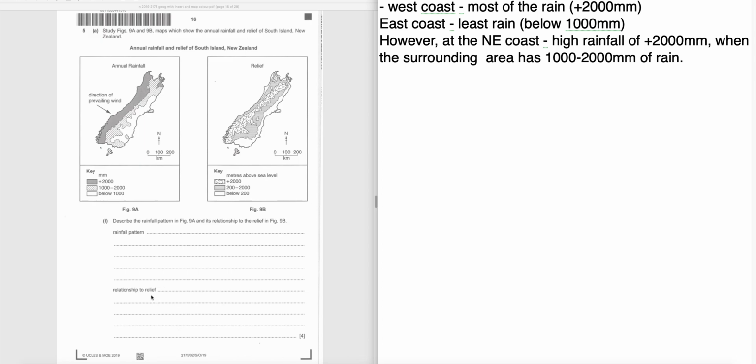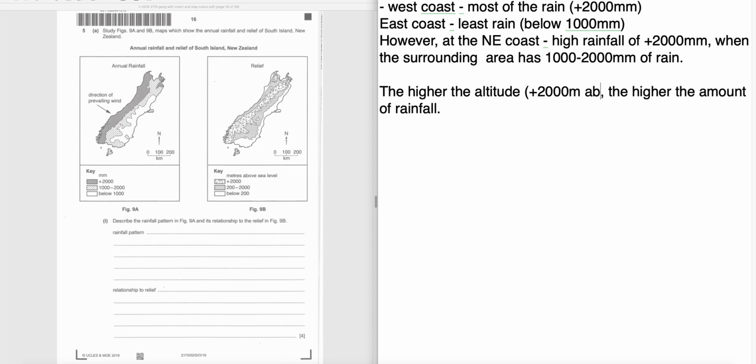Relationship to relief. Relationship means when one increases, what happens to the other. So relief, remember I told you about the shape of the land, about highlands and things like that. So when the height increases, what has it got to do with the rainfall? Many of you are able to say that it coincides. So the higher the relief, the higher the land, the higher the altitude, the higher the amount of rainfall. Some of you said things like you could specify more than 2000 meters.